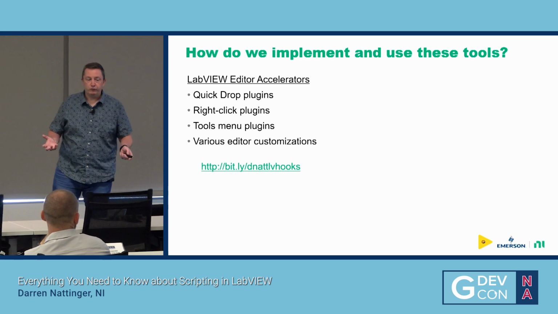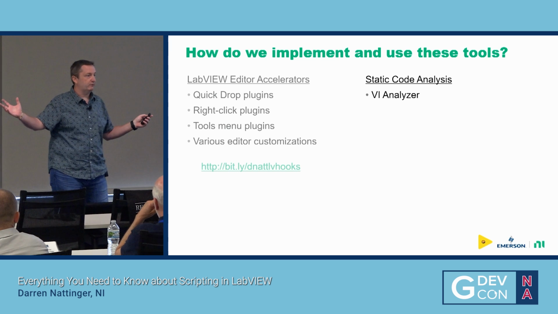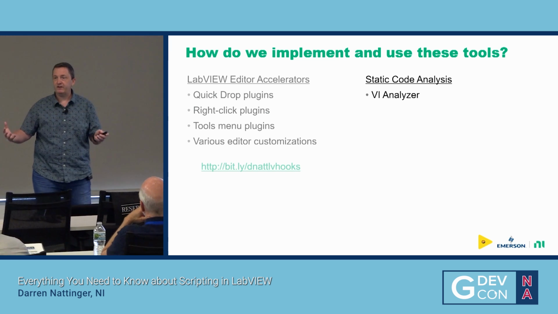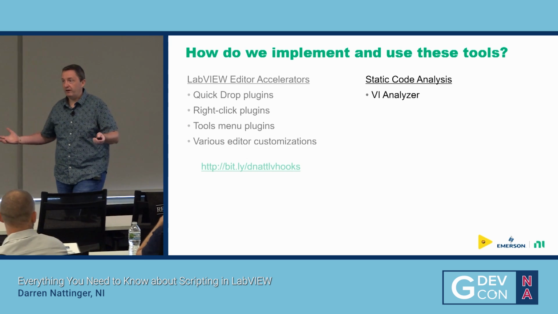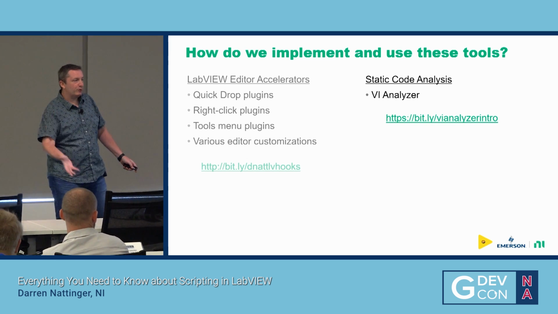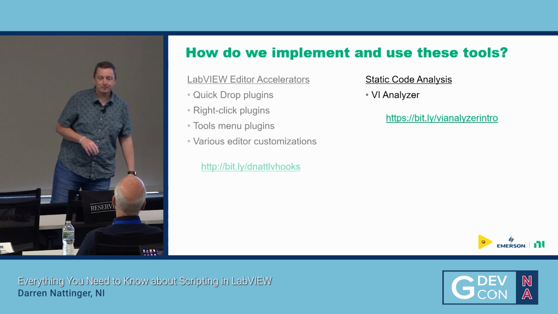What's another way we can implement these tools? Maybe we are going to run something across a whole set of code and detect things or fix things. The VI Analyzer can do that. JCrawler can do that from JKI. Well, I've already given a presentation on the VI Analyzer. So that's out there. You can check that out.